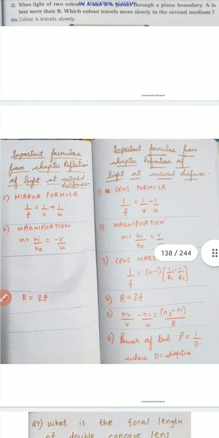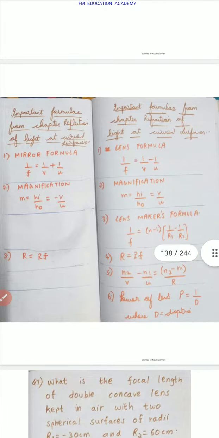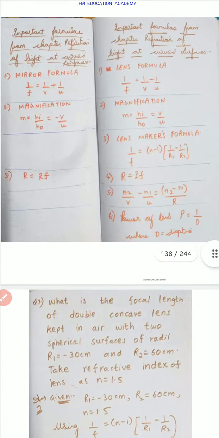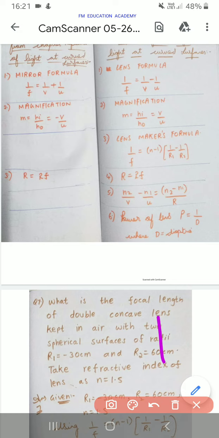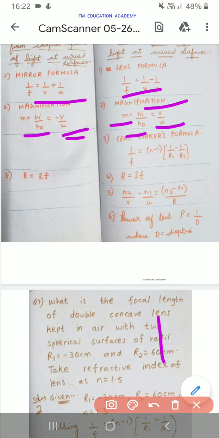Then here comes the formulas of both mirror and lenses. I am giving you a cheat sheet of both the formulas. Mirror formula, 1 by f is 1 by v plus 1 by u. Lens formula, 1 by f is 1 by v minus 1 by u. Magnification m is equals to hi by h naught is equals to minus v by u for mirrors. Magnification m is equals to hi by h naught, that is equals to plus v by u for lens.